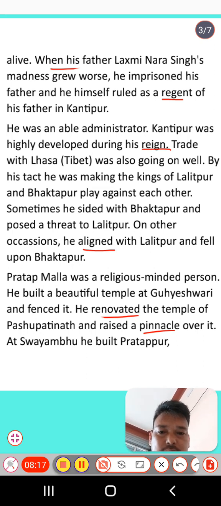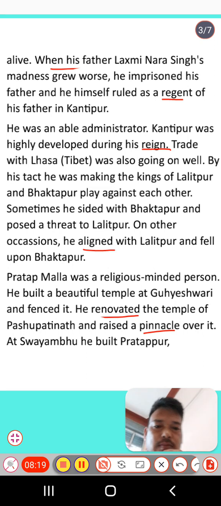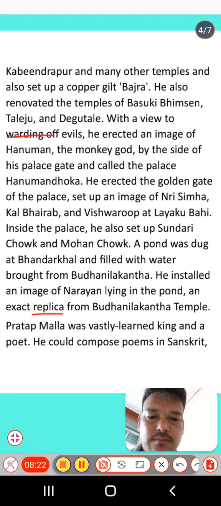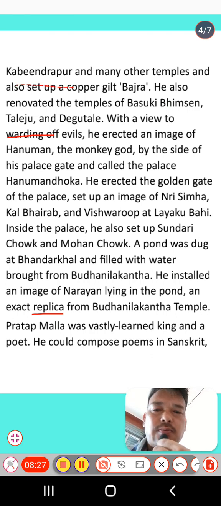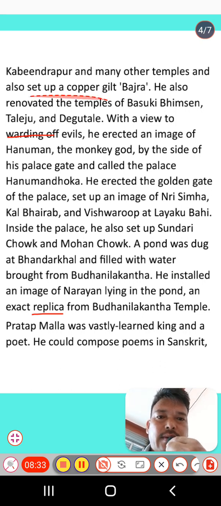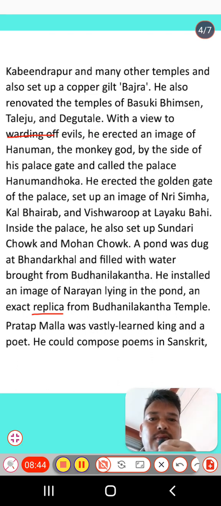At Swayambhu, he built Pratapur, Kavindrapur, and many other temples, and also set up a copper gate, Bajra. He also renovated the temple of Basuki, Bhimsen, Taleju, and Degutale. With the weave of wording of evils, he erected an image of Hanuman, the monkey god, by the side of his palace, and called the palace Hanuman Doka.